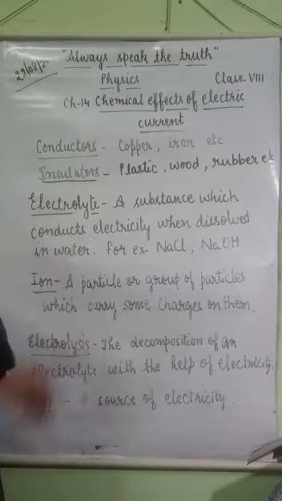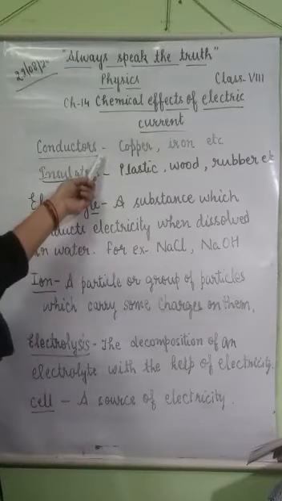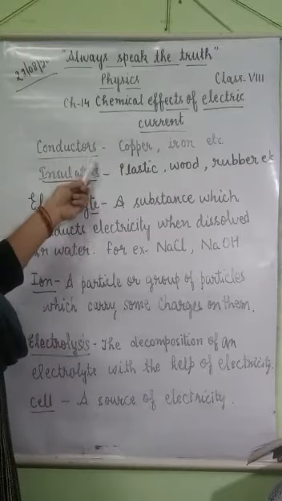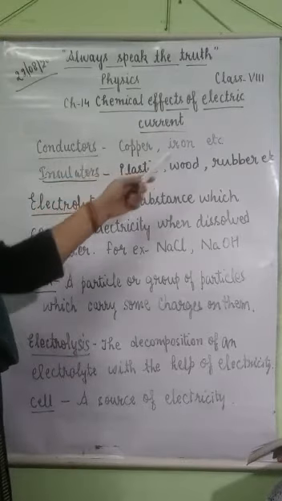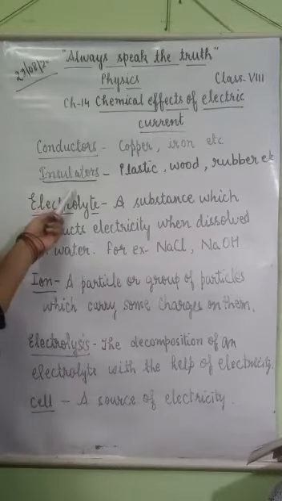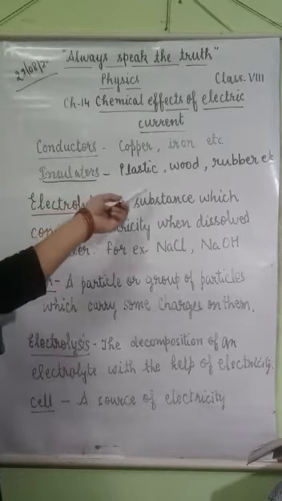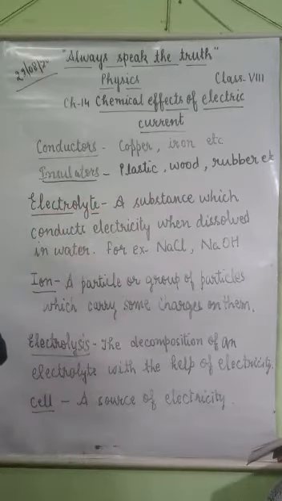I have told you what conductors are. Materials that allow electricity to pass through them are known as conductors, like copper and iron. All metals are good conductors of electricity. Insulators are those materials which do not conduct electricity, like plastic, wood, rubber.